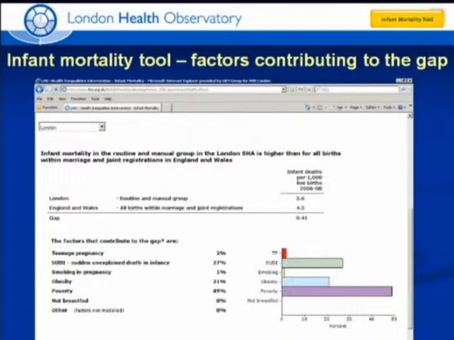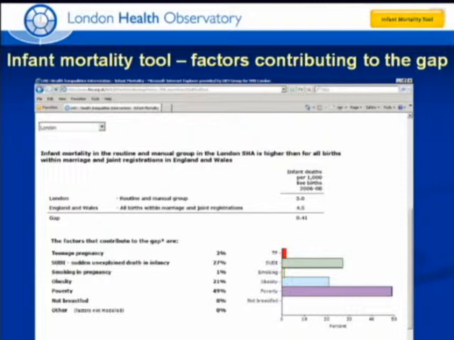So you can't see that very well, but this is London again, and it's basically a breakdown of the factors contributing to the gap in London. So first of all, what it does is it quantifies the gap in London. And you can see it's actually quite small. So infant mortality among the routine and manual group is 5.0. And infant mortality among all births within marriage and joint registrations in England, that's the population as a whole in this case, is 4.5. So the gap is actually quite small.